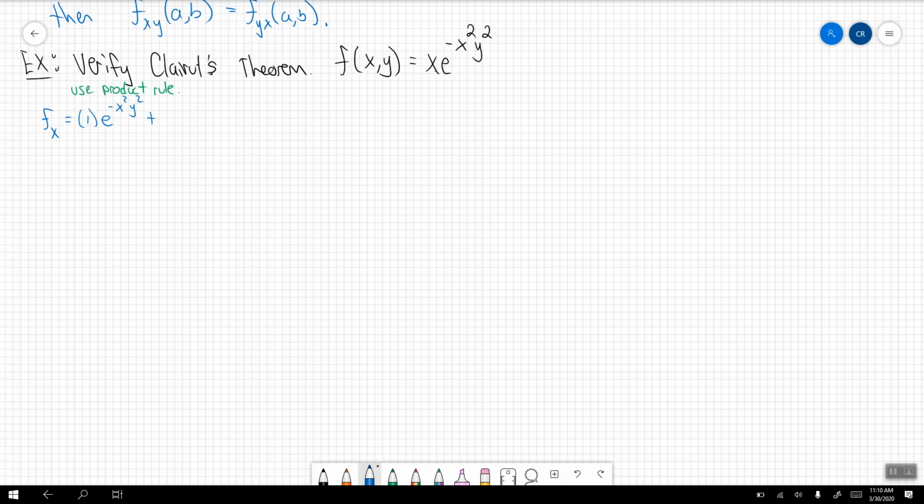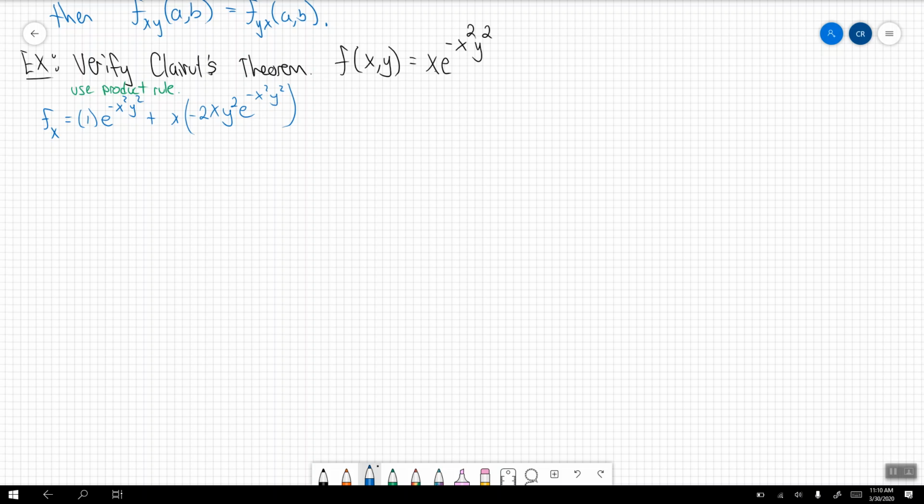Then plus the first function, which was x, multiplied by the derivative of the second function. Again, we're only looking to take the derivative of e to the negative x squared y squared, and that's only with respect to x. So taking the derivative with respect to x, that's going to be negative 2 x y squared e to the negative x squared y squared. Awesome. So that's the derivative with respect to x.